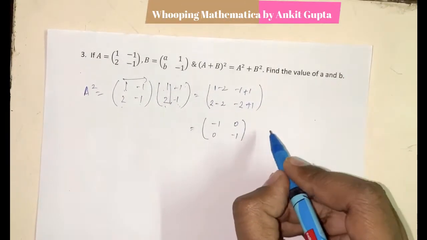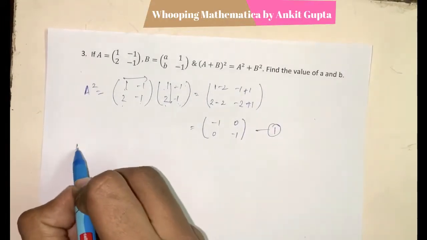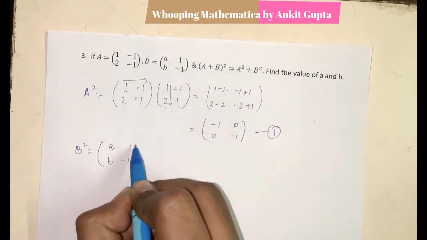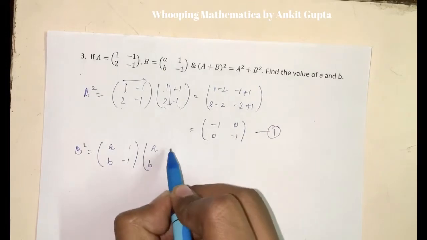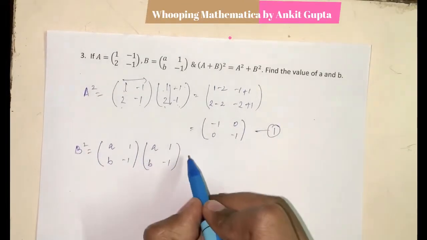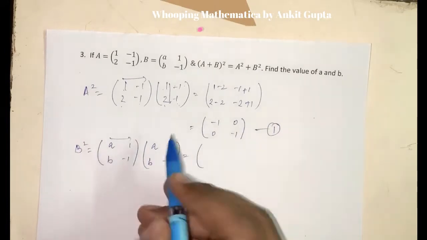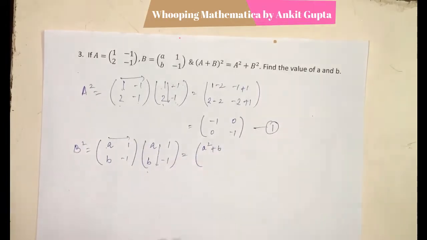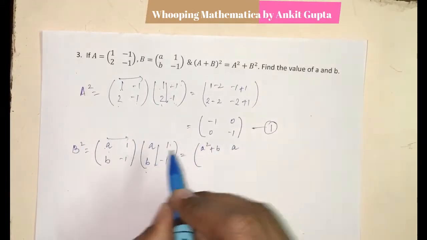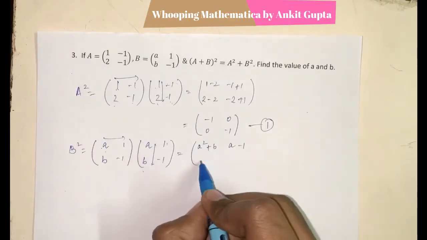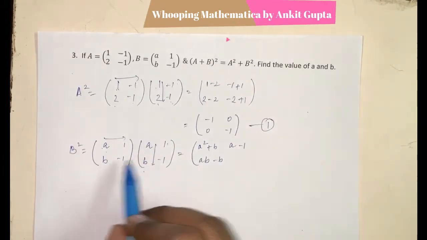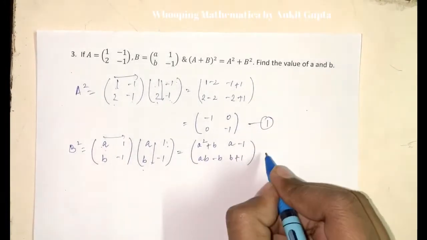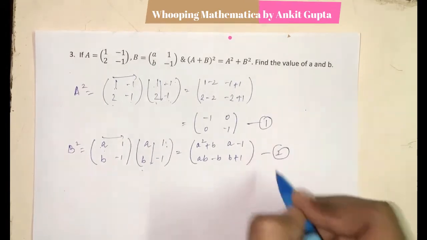Now let us name this as equation 1. Now to find B square we need to put [a, b; 1, minus 1] multiplied by [a, b; 1, minus 1]. So once again we are going to put arrows. a into a will be a square, 1 into b will be b, a into 1 will be a minus 1, b into a will be ab minus b, then b into 1 will be b plus 1. This is B square. Let us name this as equation 2.